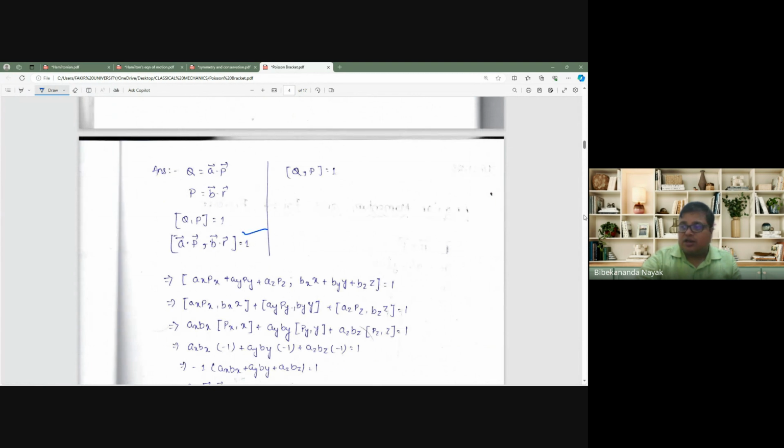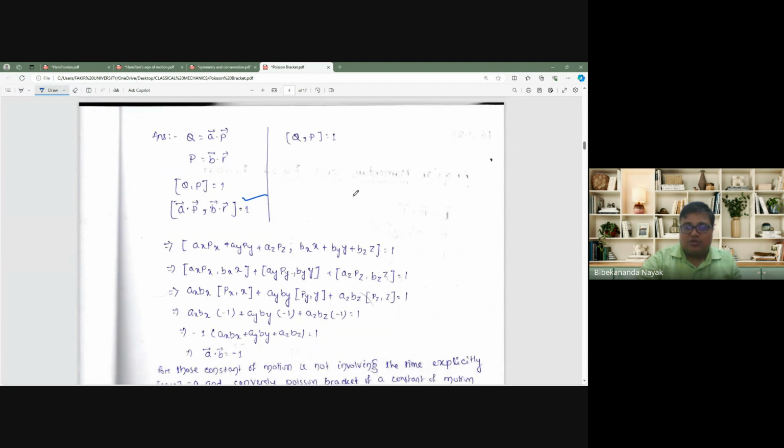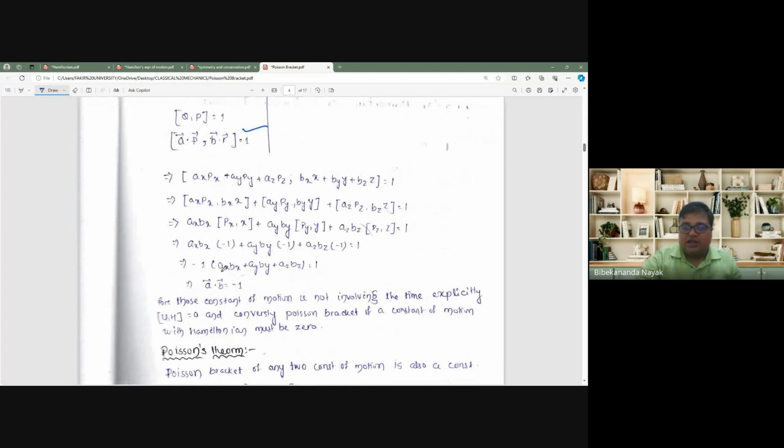From that Poisson bracket, we found a dot p means axpx plus aypy plus azpz, b dot r means bxx plus byy plus bzz. You take the Poisson bracket; only the x, px Poisson bracket is non-zero, y, py is non-zero, z, pz is non-zero. Taking this, we get the result: a x b x, the bracket of px, x is minus 1, x, px is 1, so px, x is minus 1. Similarly, minus 1, minus 1, so minus of a dot b. So a dot b is equal to minus 1.